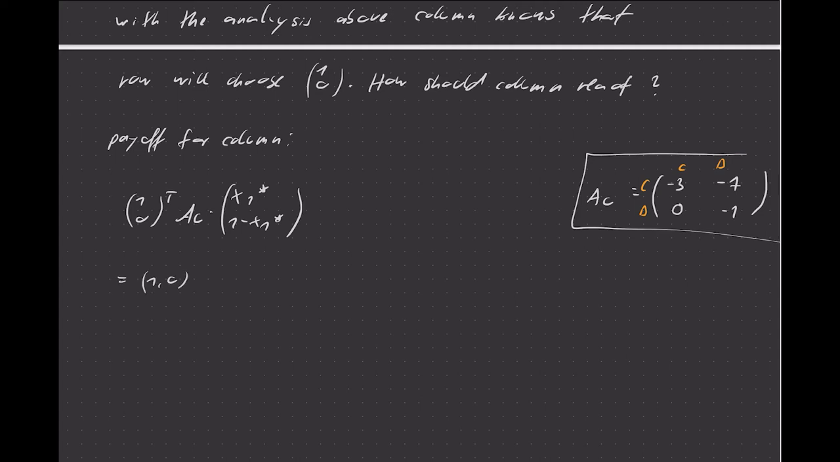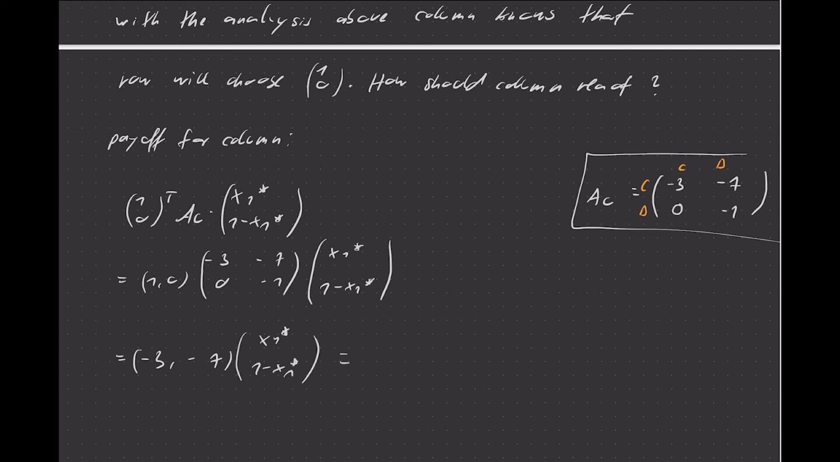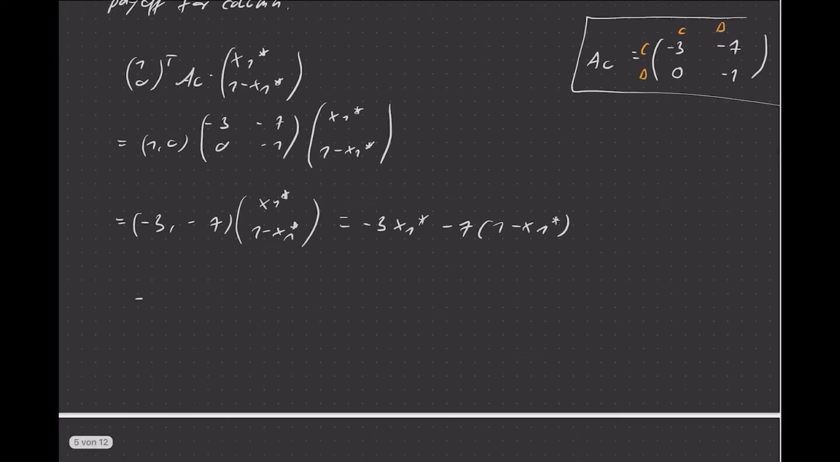So that is 1, 0, and then we have this matrix here, minus 3, 0, minus 7, minus 1, and x1 star, 1 minus x1 star. Now, let's first compute this here, 1, 0 times this matrix, and then we get minus 3 for the first column and minus 7 for the second column, so basically that's the first row of the matrix. And x1 star, 1 minus x1 star. And if we compute this, the outcome is minus 3x1 star, minus 7 times 1 minus x1 star. So what we get in the end is minus 3x1 star plus 7, so that's 4x1 star minus 7. Again, that minus 7 cannot be influenced, that is constant.